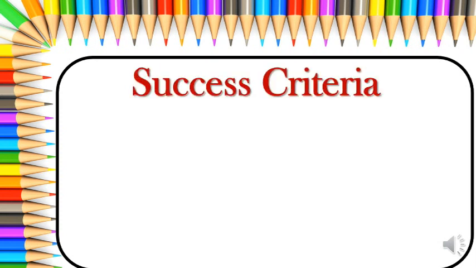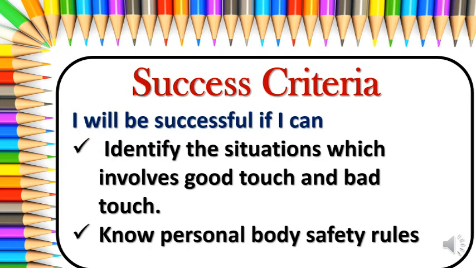And here are your success criteria. You will be successful if you can identify the situations which involve good touch and bad touch. We will be going through this within the lesson. Also, if you know personal body safety rules, so you have to know some rules to keep your body safe.